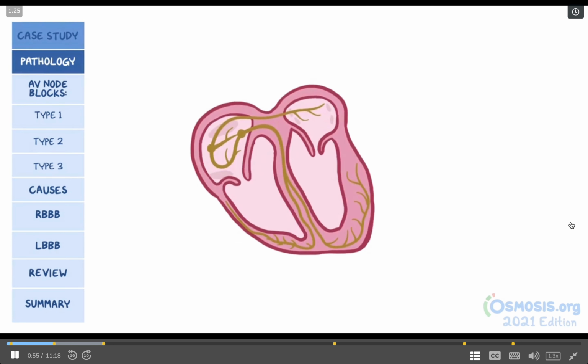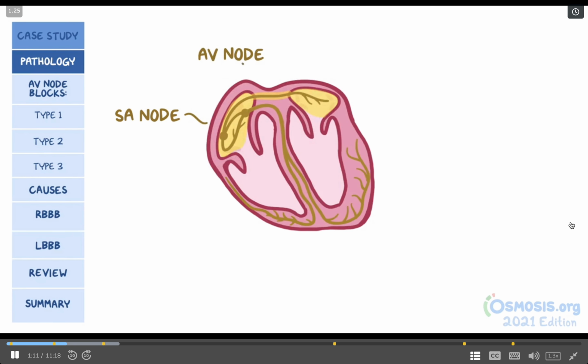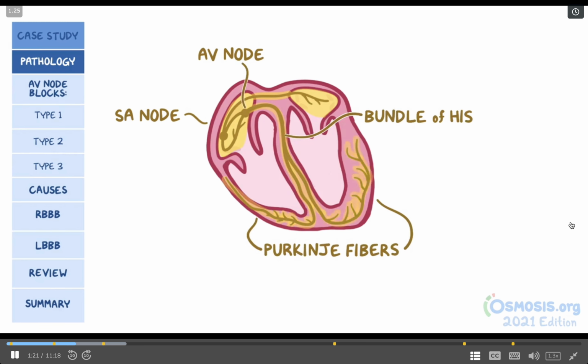All right, so the normal electrical activity of the heart starts in the sinoatrial, or SA node, located near the opening of the superior vena cava into the right atrium. Electrical activity is then conducted through the atrium to the atrioventricular, or AV node, after which it goes through the bundle of His, then the right and left branches of the bundle, and finally through the Purkinje fibers, which deliver the current to the right and left ventricles.